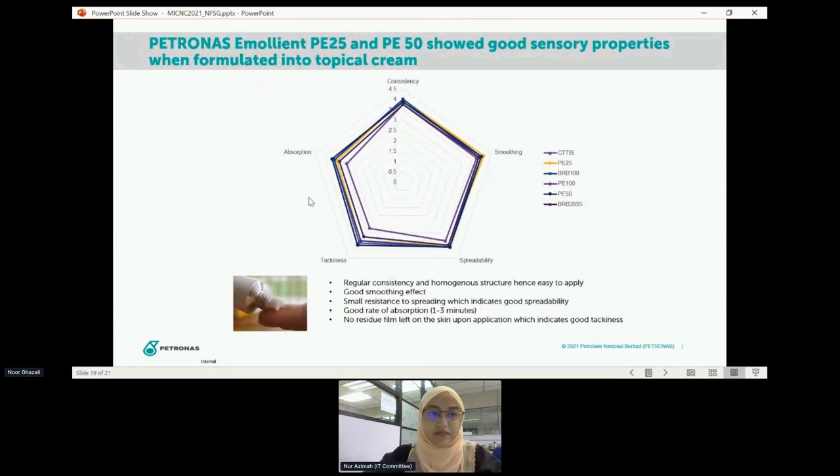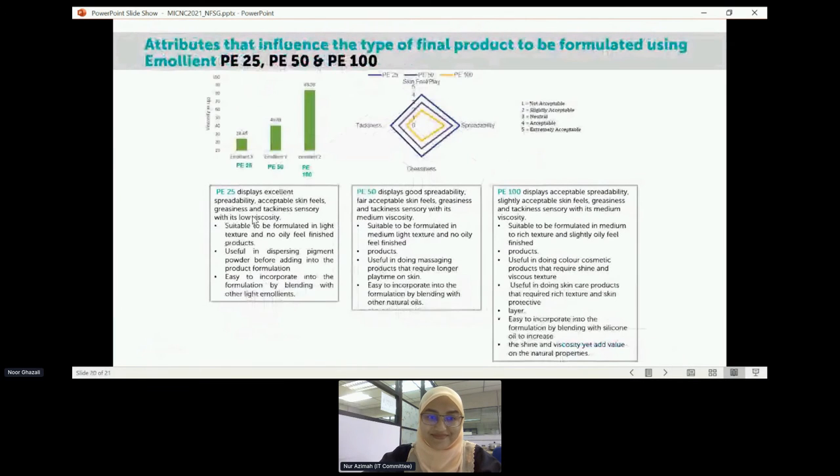And from this research study also, we can differentiate what application we want to use our samples for. We have 3 different samples, differentiated based on viscosity. The less viscous sample, we can use it to formulate a light texture, no oily feel finished product. And P100, which has a high viscosity, we can formulate in a medium to rich texture and slightly oily feel finished products. Thank you.